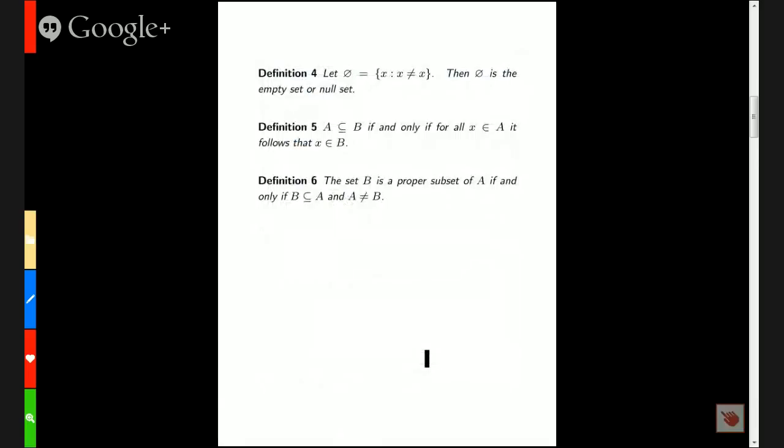Phi, it's a capital phi, P-H-I. It's the Greek letter phi. Phi is the empty set or the null set. Our notation, A is a subset of B, if and only if for every x in A, x is also in B. So this is read A is a subset.